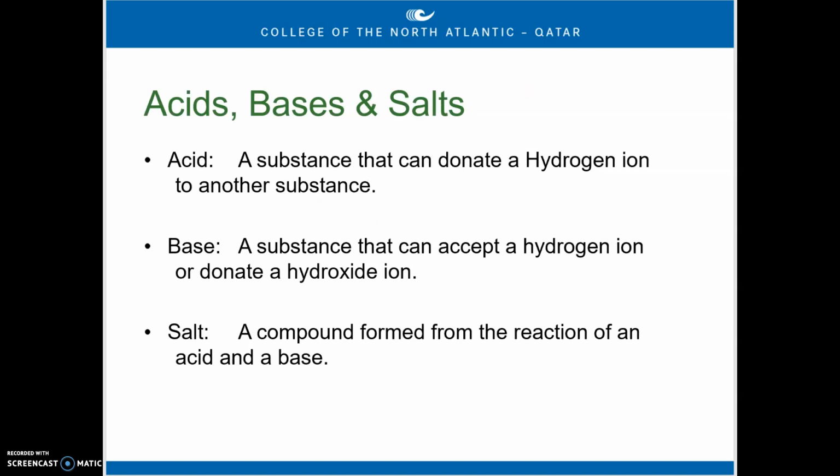Another couple of terms to throw at you: acids, bases, and salts. So when we're talking about acids and bases, we're talking about measuring hydrogen ions. So an acid is a substance that can easily donate a hydrogen ion to another substance. A base is a substance that can readily accept a hydrogen ion. And then a salt is the compound that's formed from a reaction between an acid and a base.